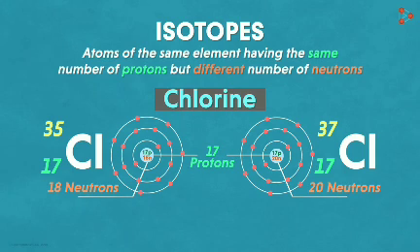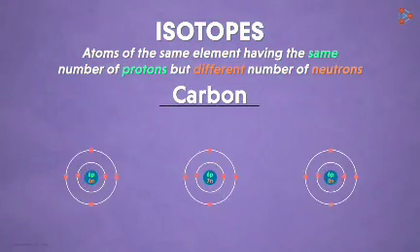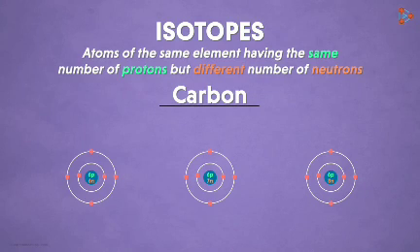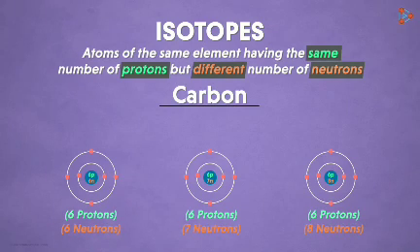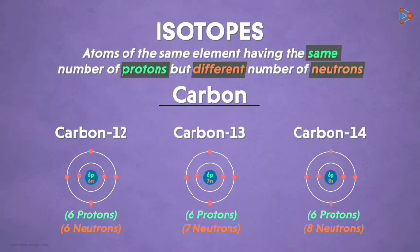Just as we saw in the case of chlorine, all the atoms have 17 protons, but a few of them have 18 neutrons while some others have 20. So these are the isotopic forms of chlorine. Similarly, several elements have isotopic forms. For instance, we have carbon with 3 isotopes. As we can see here, each isotope has 6 protons but different number of neutrons. One has 6, the other has 7, and the last one with 8 neutrons. We name these isotopes as carbon-12, carbon-13 and carbon-14 respectively.